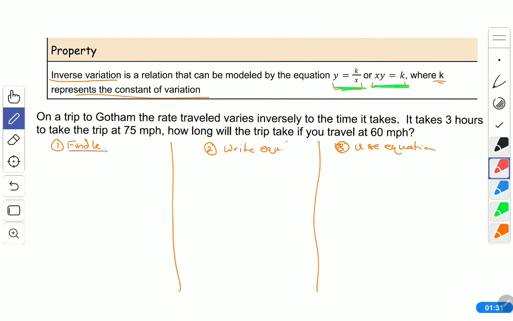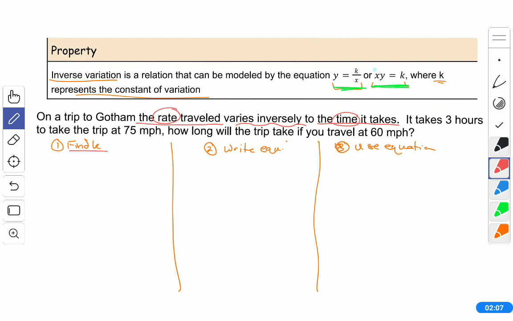In order to find k, we need the basic equation and a completed set of information. So I like to change my variables because it helps me keep track of what's what in word problems. If I read it again, it says the rate traveled varies inversely to the time it takes. So that tells me my variables are rate and the time it takes. So I'm going to change my x's and y's to r's and t's. And usually when you set up a variation problem, the order the variable comes in is exactly how you read it, in the exact same order.